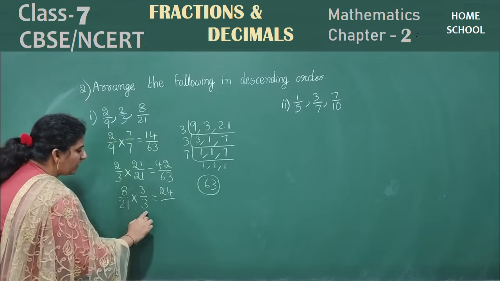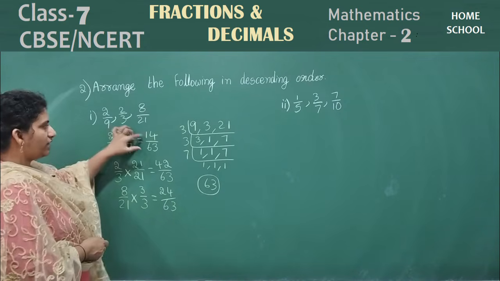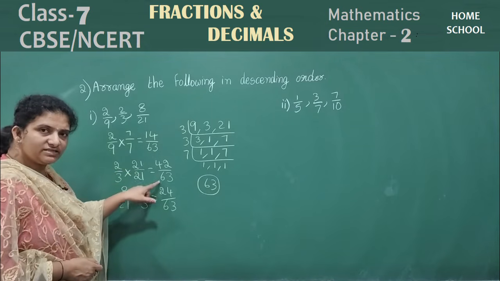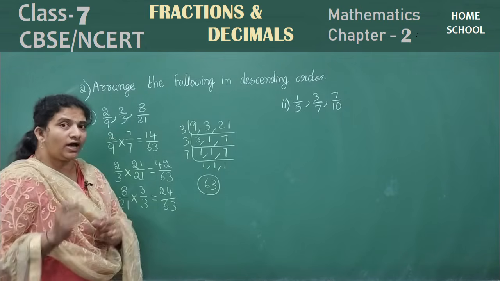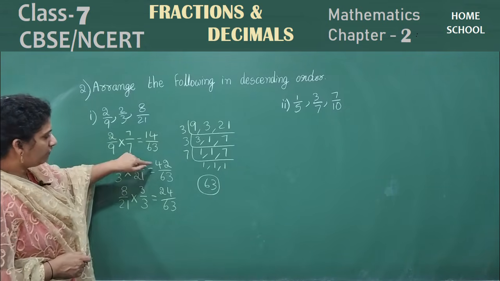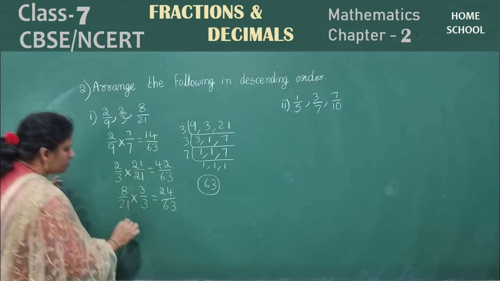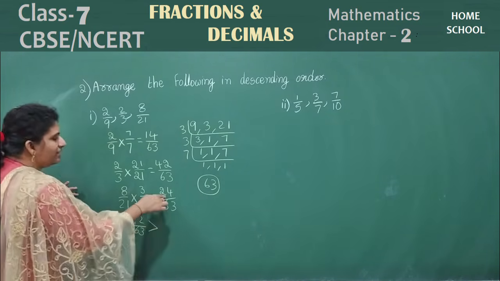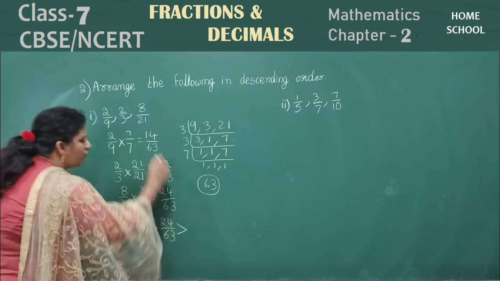24 by 21 3s are 63. Okay. So now these three ratios, what did you get? Denominator 63, 63, 63. So now compare numerators, children. How to compare? How to arrange in descending order? We see the numerators: 14, 42, 24. Which is greater? 42 is greater. So 42 by 63 is greater than 24 by 63 is greater than 14 by 63.